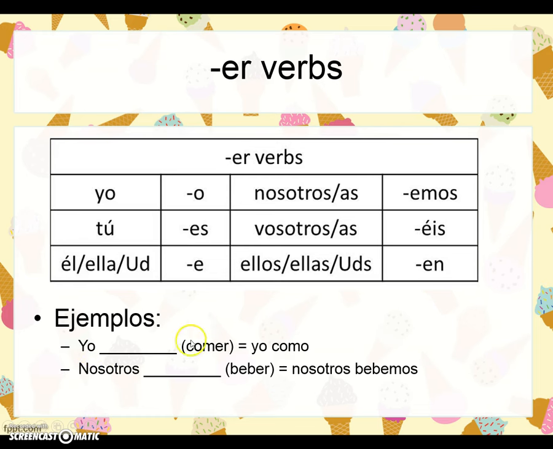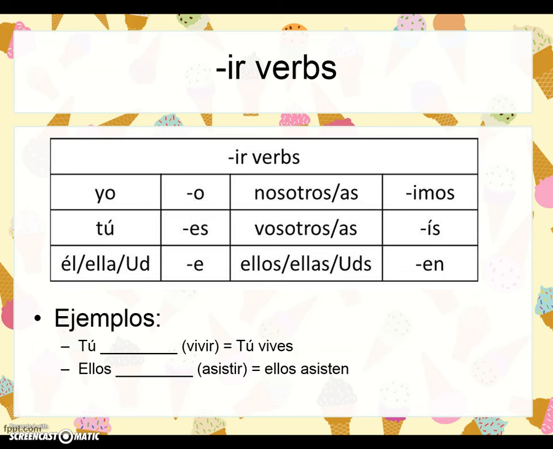So if I wanted to say yo and then some form of comer, which means to eat, I would first of all take off my ER right here. I would be left with the stem, com, and I would just add my ending for yo, which is O. So it's yo como. Okay, and if I wanted to say nosotros beber, which is to drink, we would take off our ER, which is our ending, and be left with the stem, beb. Then we would just add our ending that goes with our subject pronoun nosotros, which is emos, making it nosotros bebemos. Okay, so everything is pretty much the same except for the A changes to an E. Those are our ER verb endings.